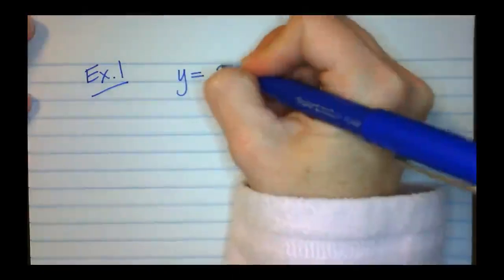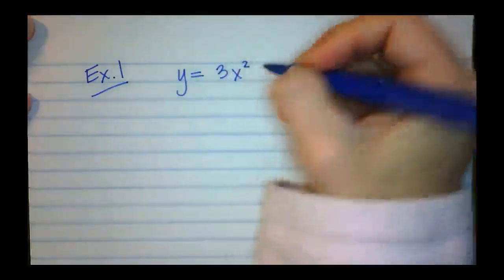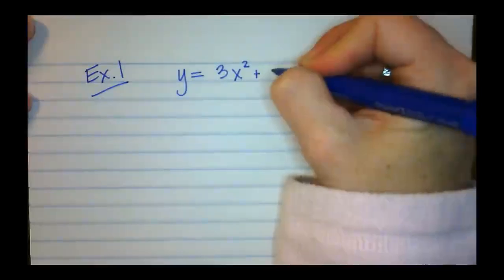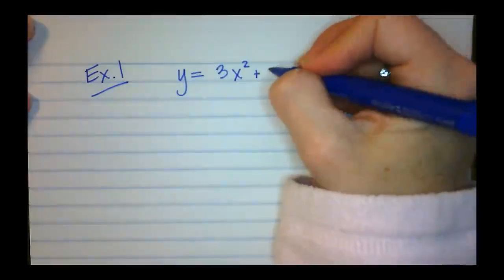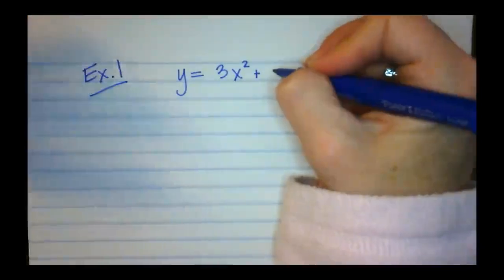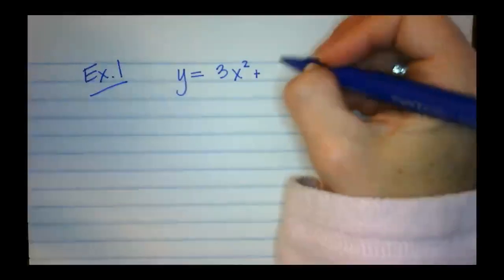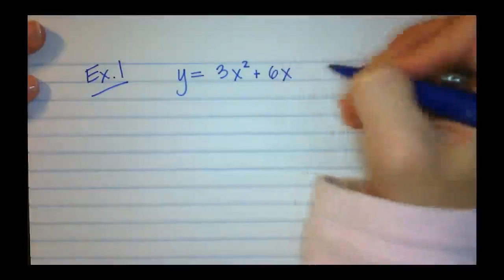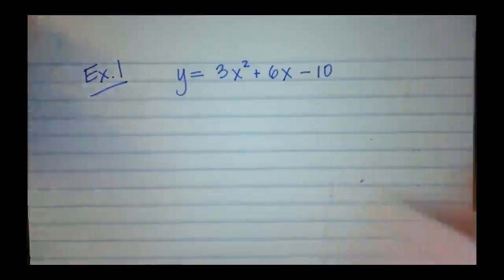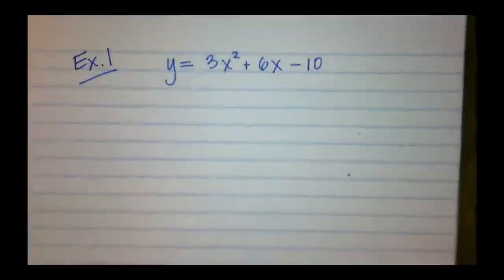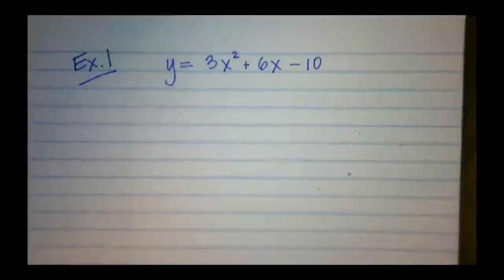So let's start off. Example 1. Let's say that we have y equals 3x squared plus 6x minus 10. So let's start with this one. We'll see what happens here.